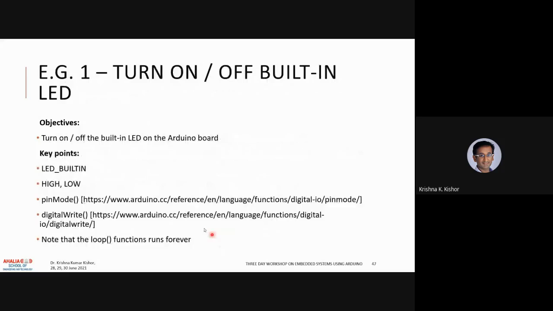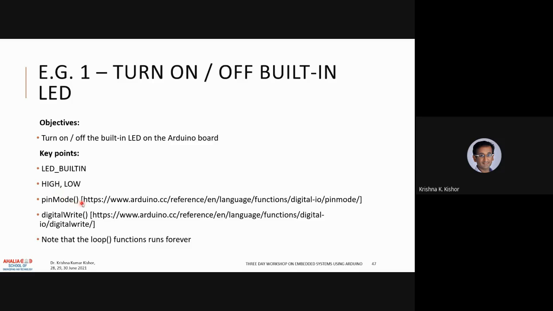So what have we seen so far in this example? We're turning on and off the built-in LED, so you're seeing the keyword LED_BUILTIN. You're seeing what it means to go HIGH and LOW. HIGH is 5 volts and LOW is 0 volts. Remember, we use these keywords because it's more user friendly. You don't need to remember the exact voltage value.